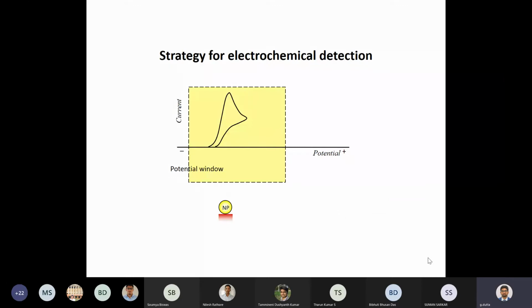Okay. So today's new topic is a strategy for electrochemical detection. See, just now I was telling you about the potential window. So what does this window mean? The range you are using for your experiment, right? Suppose here is the 0. So in this area negative, in this area positive.